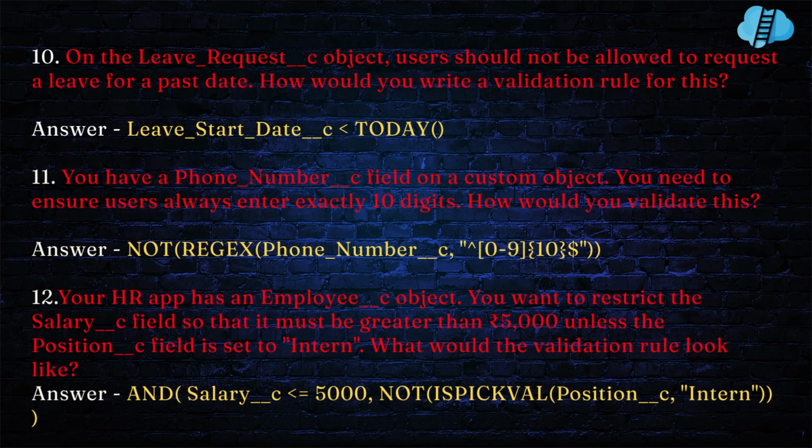12. Your HR app has an employee__c object. You want to restrict the salary__c field so that it must be greater than 5,000 rupees unless the position__c field is set to Intern. What would the validation rule look like? Answer: AND(salary__c <= 5000, NOT(ISPICKVAL(position__c, "Intern"))).